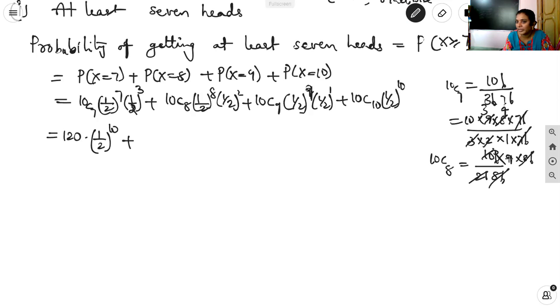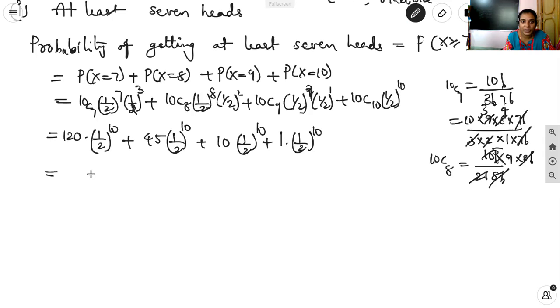2 ones are 2, 2 fives are 9 fives are 45. The bases of the 1 by 2 terms are the same, then we can add the powers. 8 plus 2 is 10. Plus 10C9 is 10, 1 by 2 whole power 10. 10C10 is 1, 1 by 2 whole power 10.